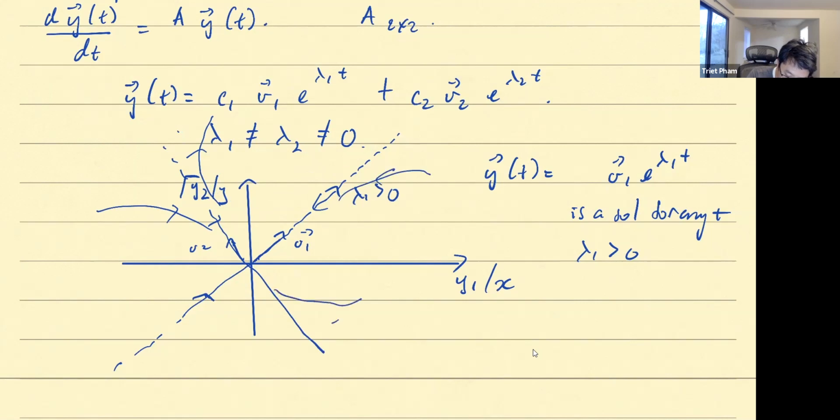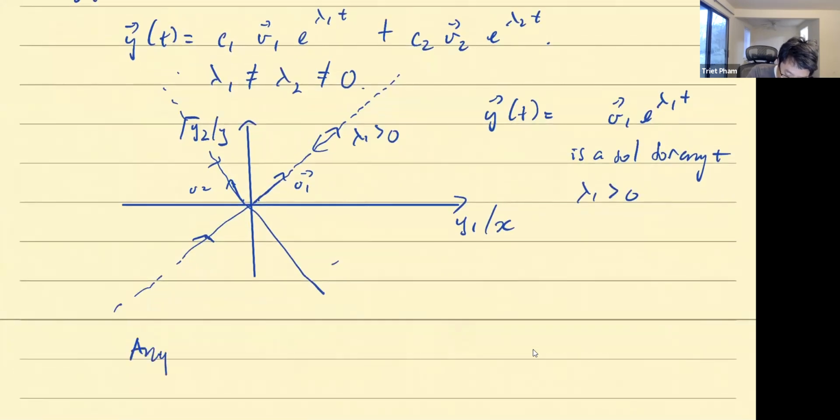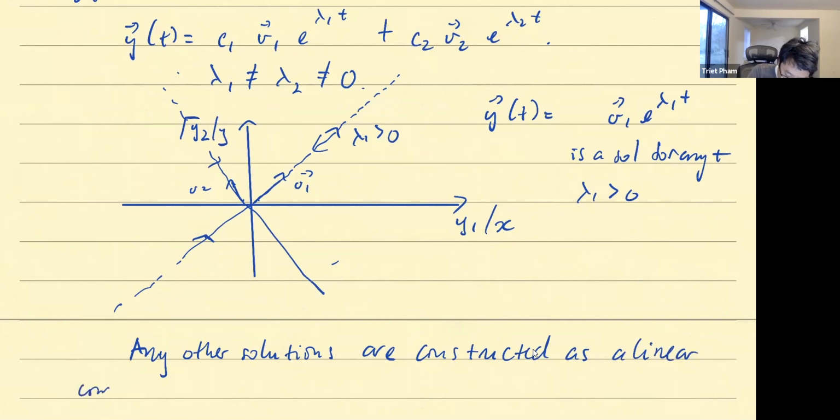But the point I want to make is that once you have your two straight line solutions, those are like the basis, those are like the basis vectors. Any other solution is constructed as a linear combination of the two straight line solutions.